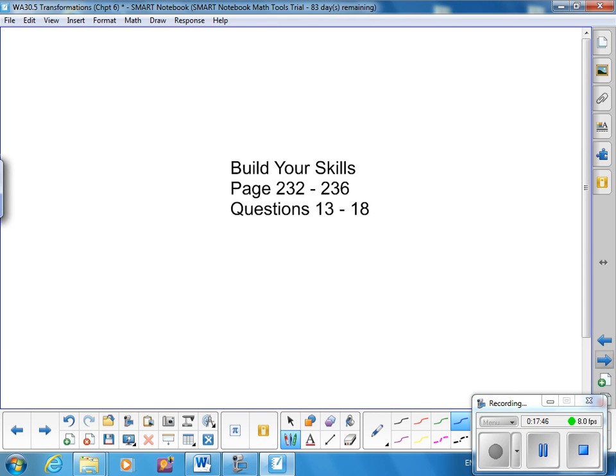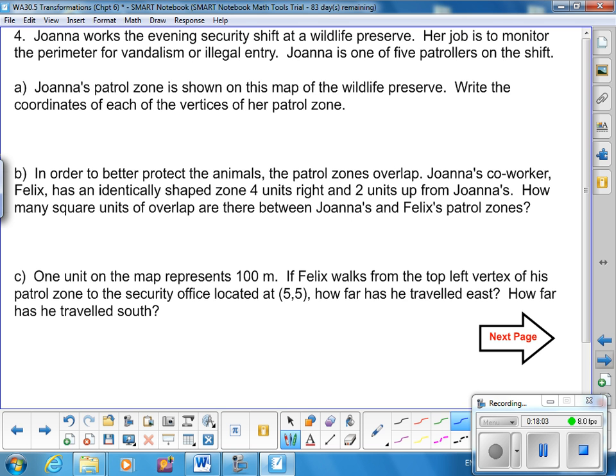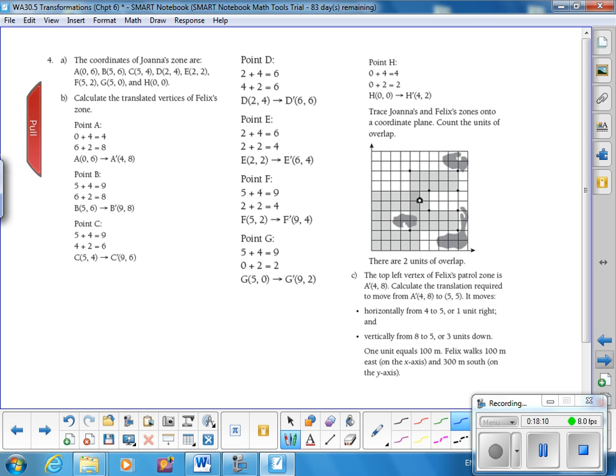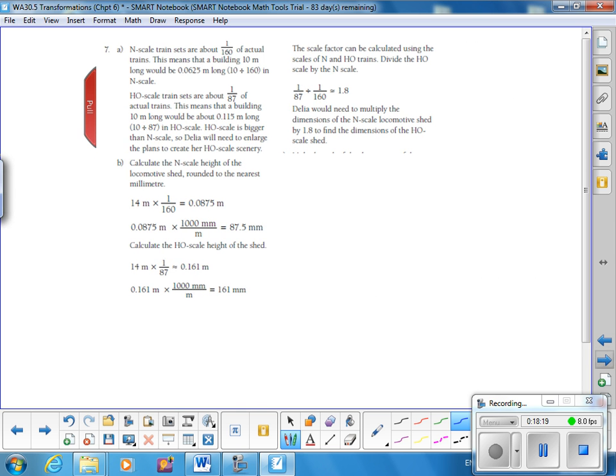I'd like you to do build your skills, page 232, 236, questions 13 to 18. When you've checked those answers, move on to practice your skills, page 237, questions 1 to 4, as well as 2 additional questions. Question 4, you're going to be translating that and moving it, and the answers. And a scale factor question about scale drawing, or scale models of trains, and the answer.